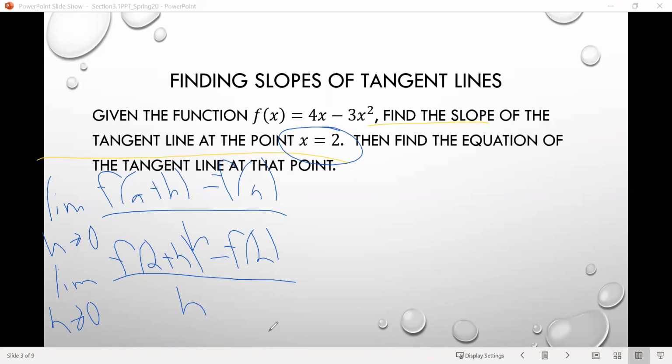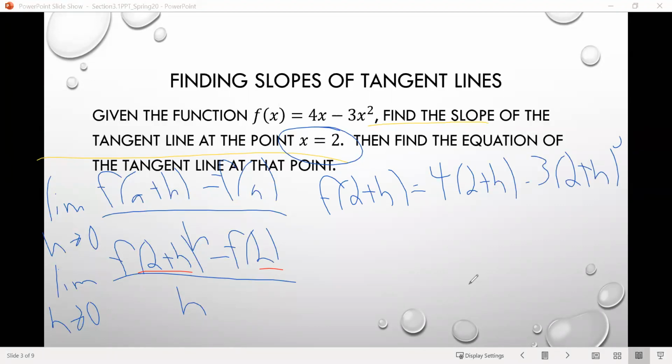And the numerator right now, all we really have is these representations of f of 2 plus h and f of 2, which are not going to be super helpful for us to work with. So what are we going to do? Well, up here, notice we have 2 inputs for a function f. So let's go ahead and input them into the function and see what happens. So we'll do f of 2 plus h, which gives us 4 times 2 plus h minus 3 times 2 plus h squared.